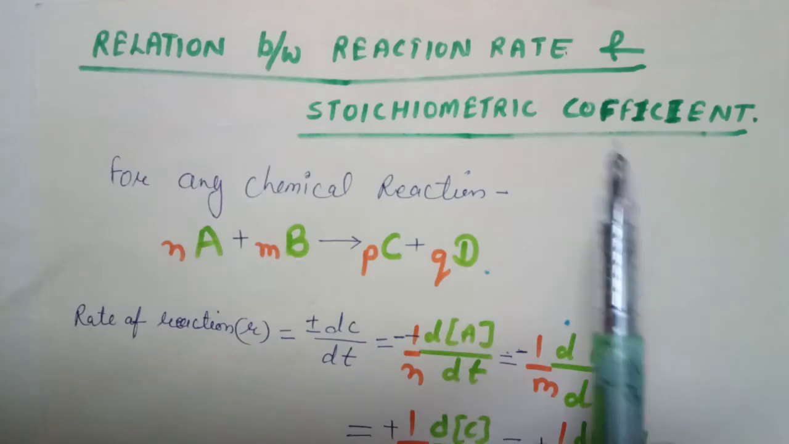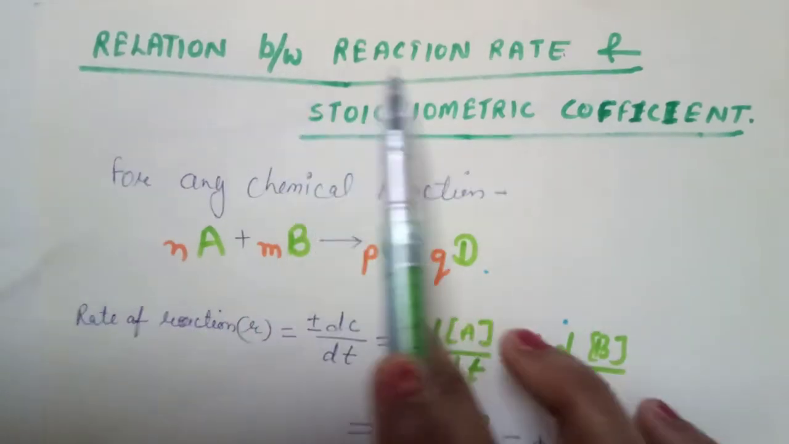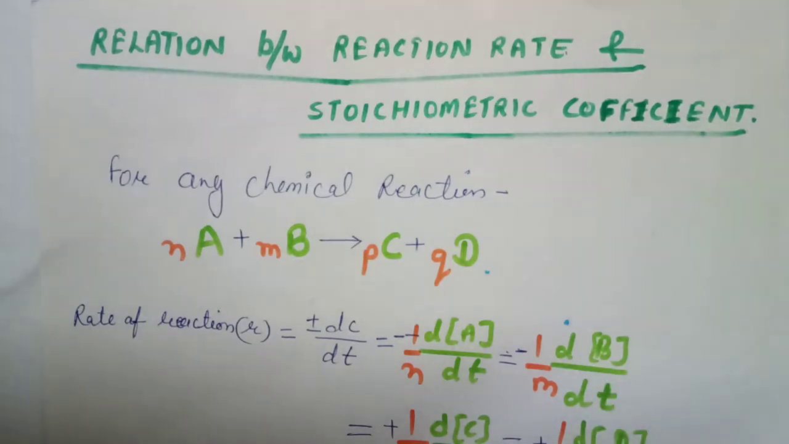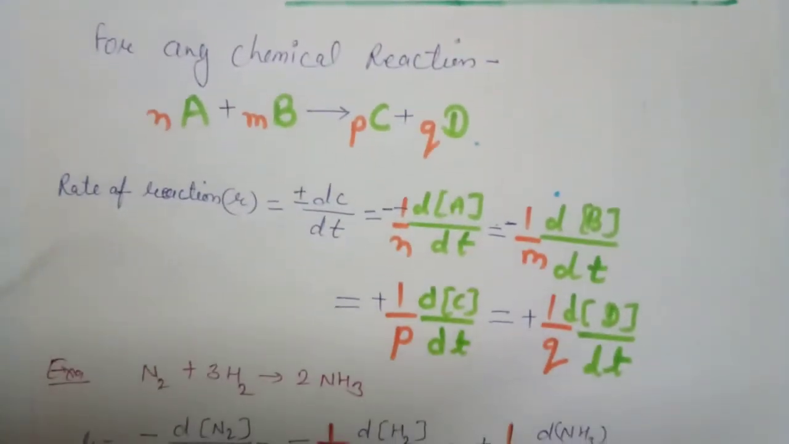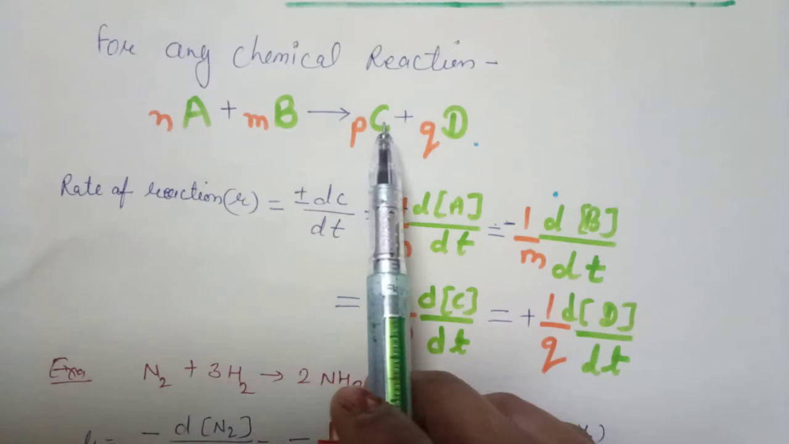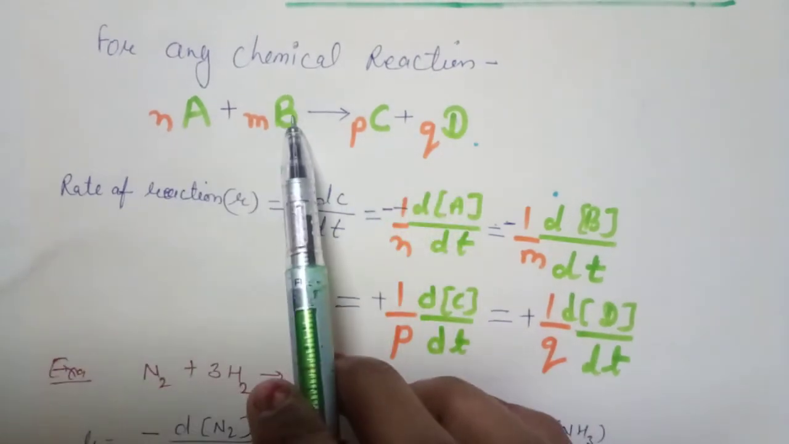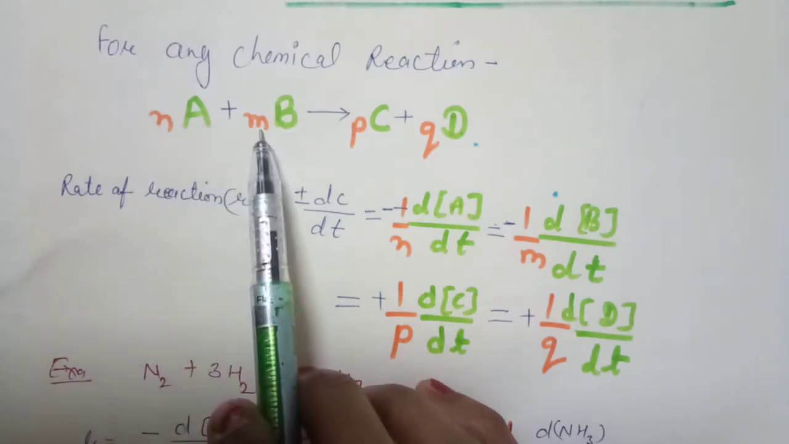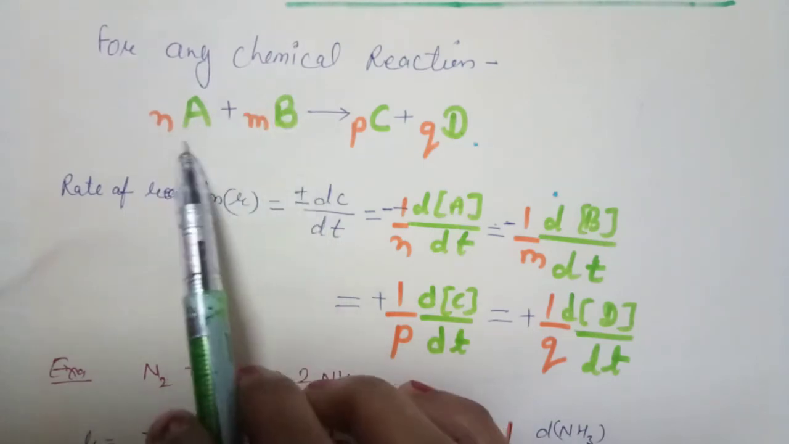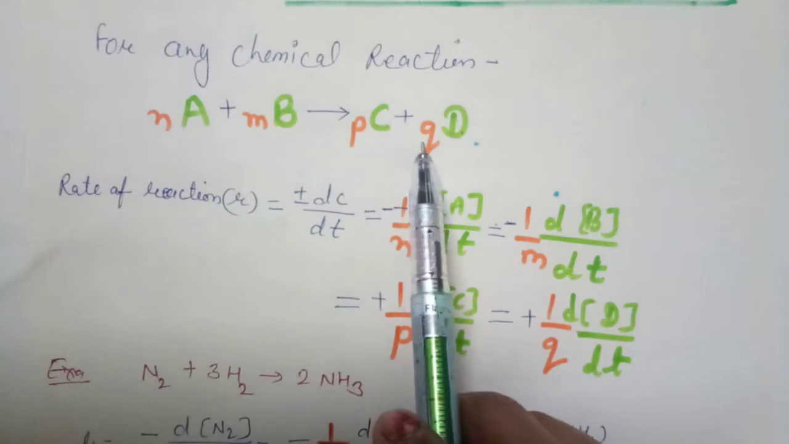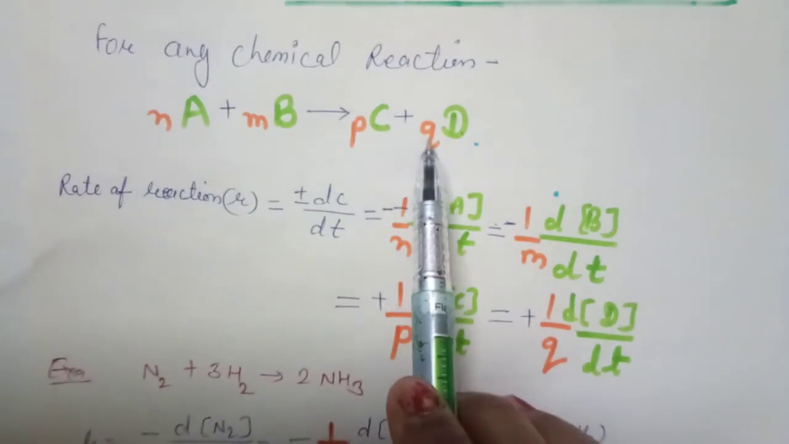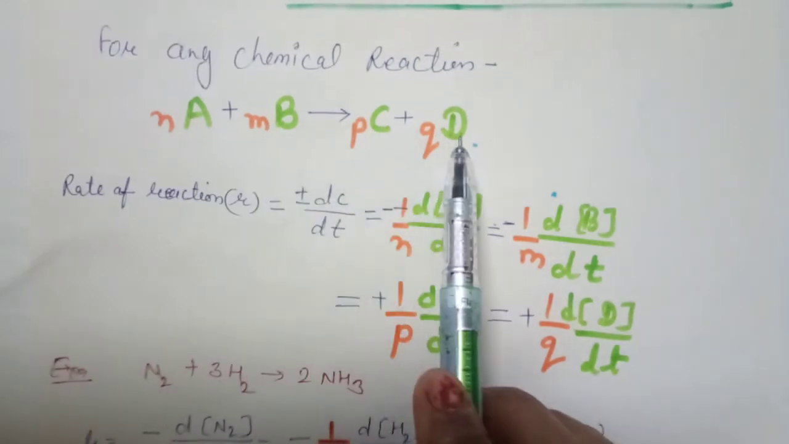The next thing we'll be discussing in this video is the relation between reaction rate and the stoichiometric coefficients. It is very simple. See, for any chemical reaction, nA plus mB is equal to pC plus qD. A and B are the reactants and C and D are the products, and n, m, p and q are the numbers of moles, or we can say these are the stoichiometric coefficients of the reactants and products.